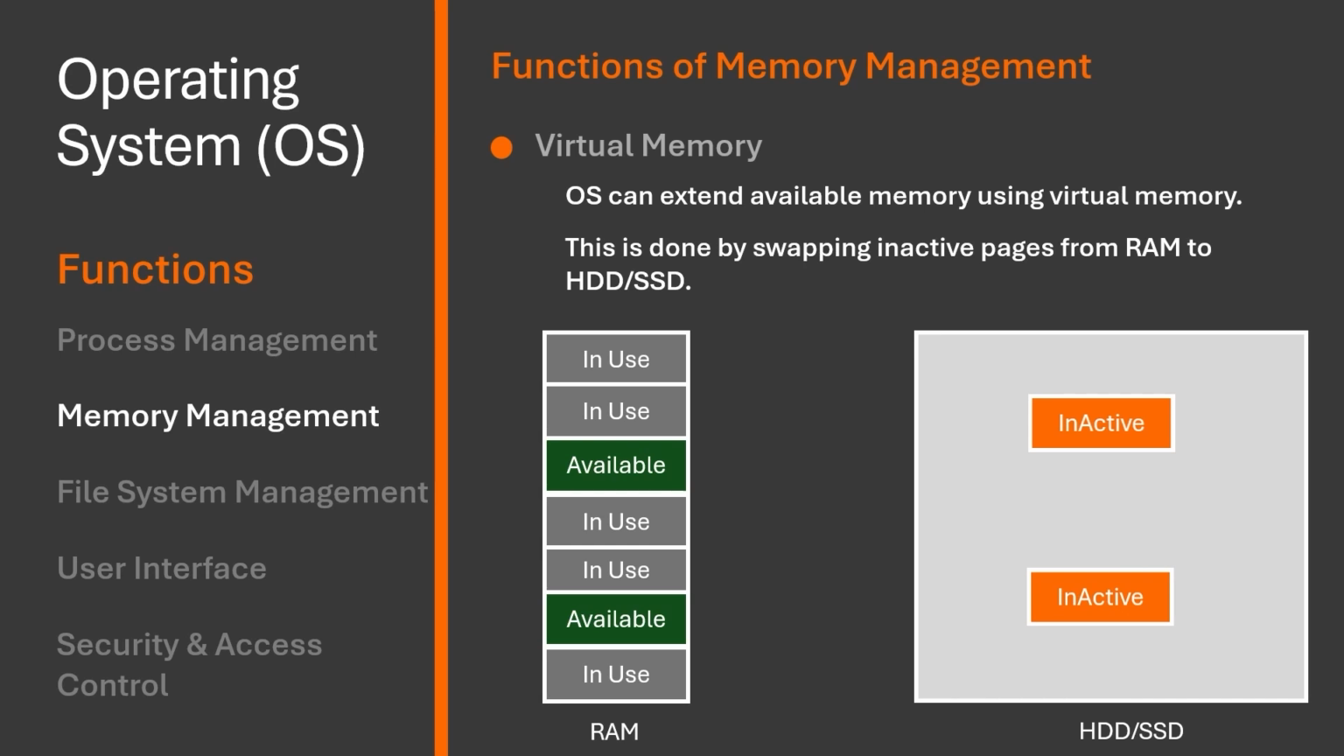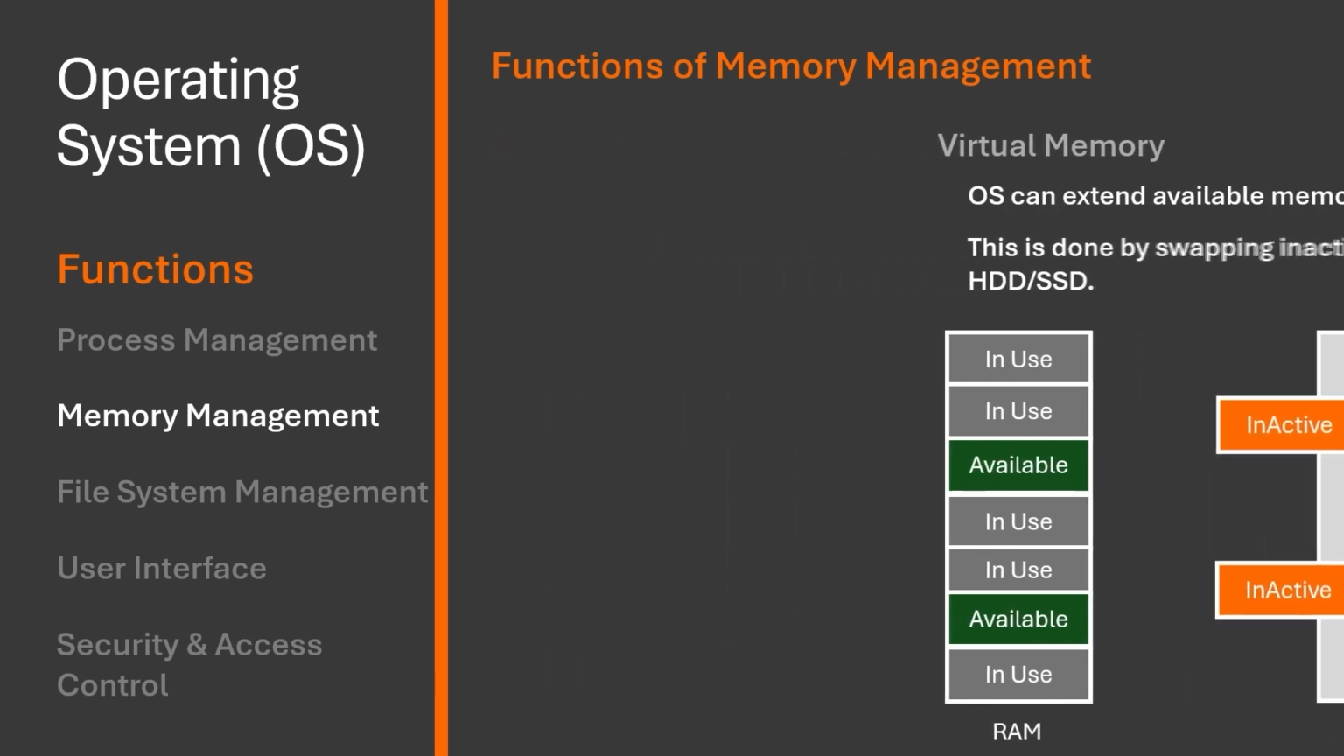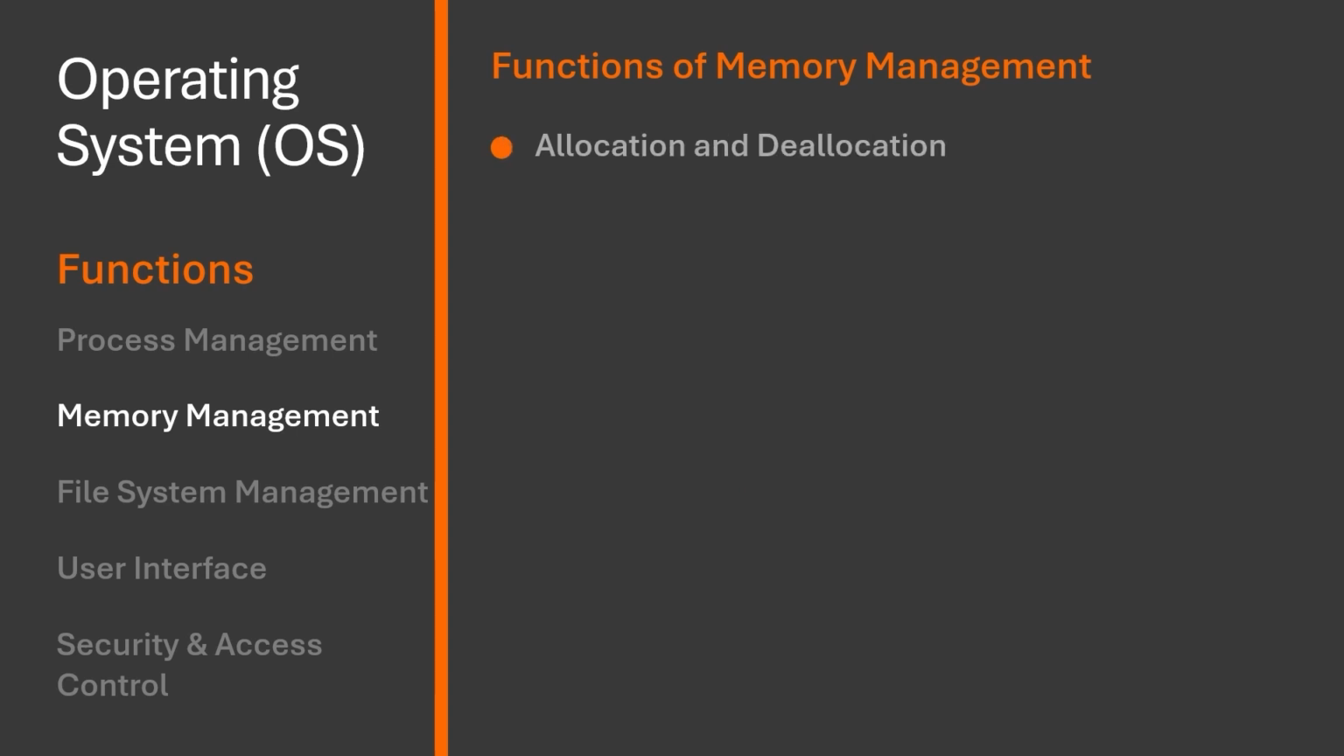This allows the system to run more applications than the physical RAM alone would permit, but this comes at the cost of performance since disk access is slower than RAM. Then we have allocation and deallocation. Memory must be assigned to processes as they execute and released when they terminate.